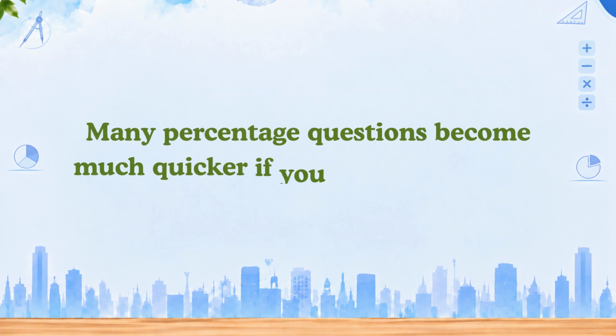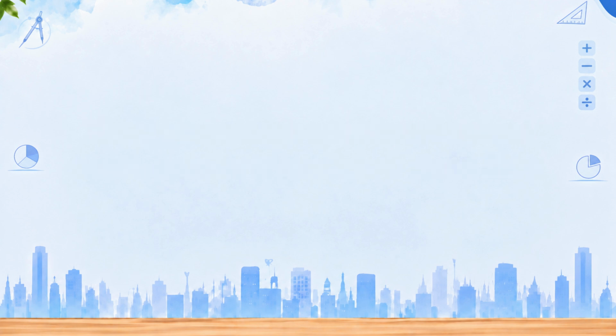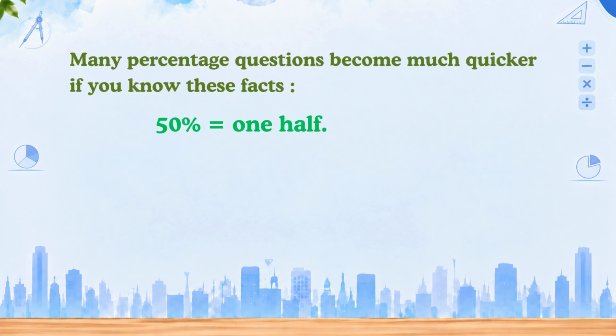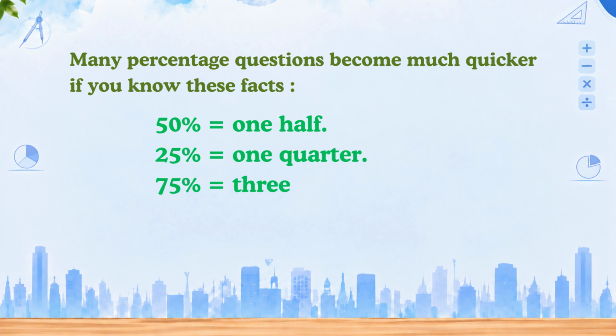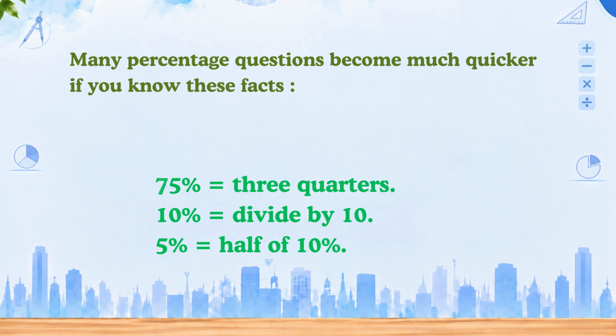Many percentage questions become much quicker if you know these facts. 50% is 1/2, 25% is 1/4, 75% is 3/4, 10% is divide by 10, 5% is half of 10%. These shortcuts save you valuable time during the arithmetic paper.